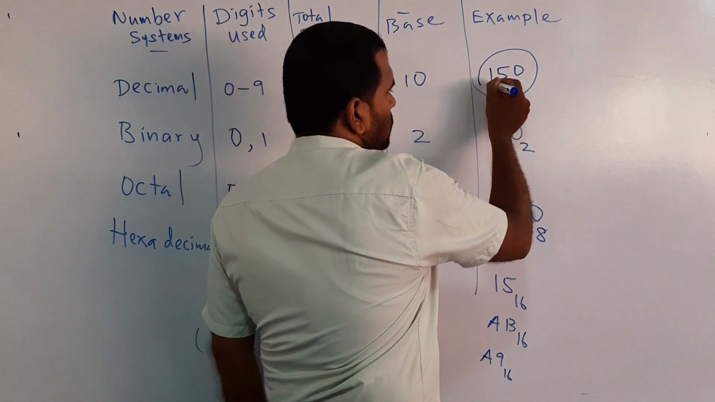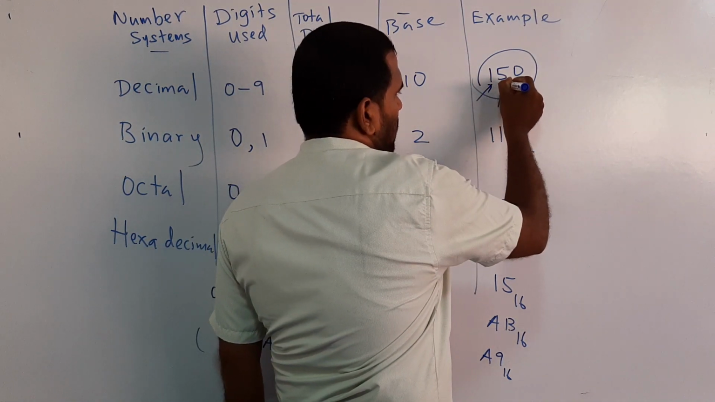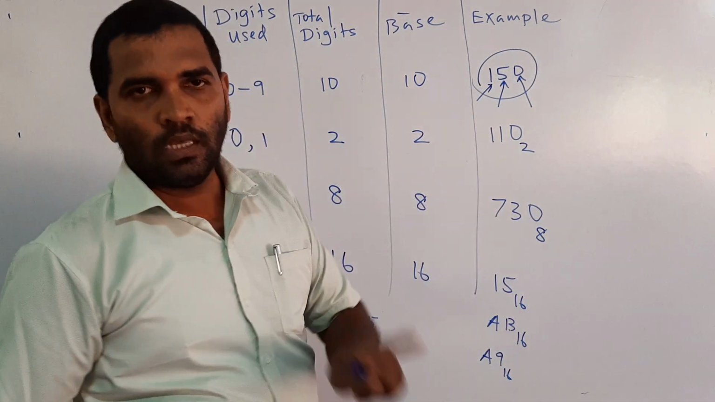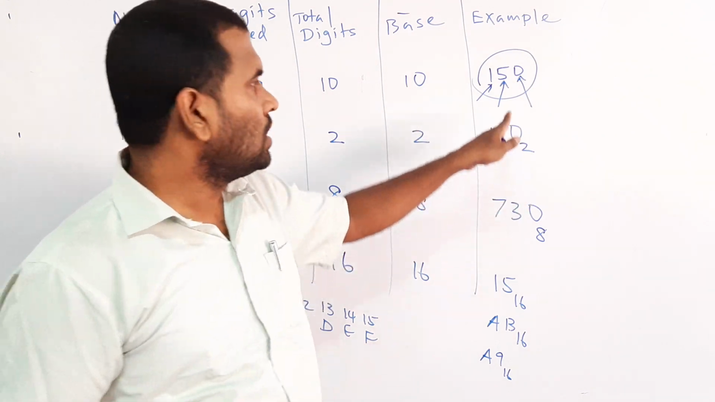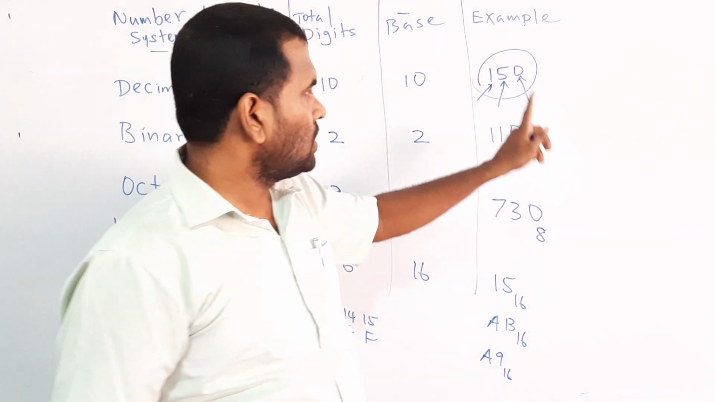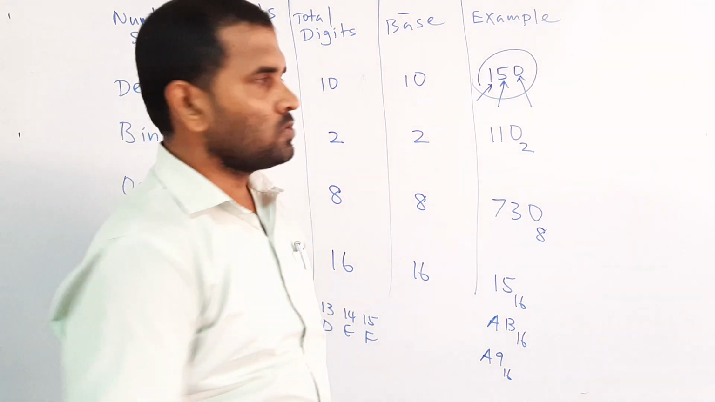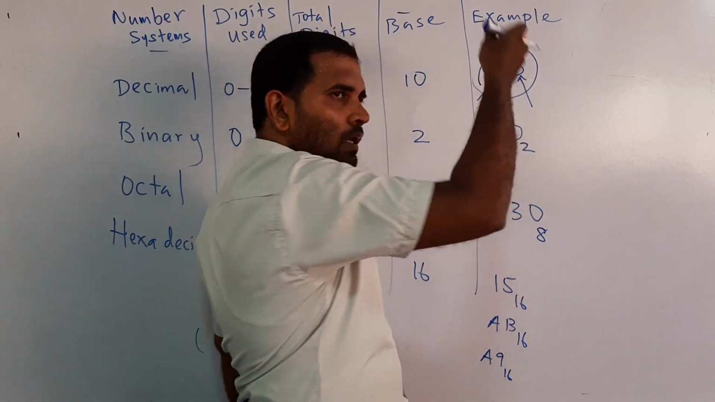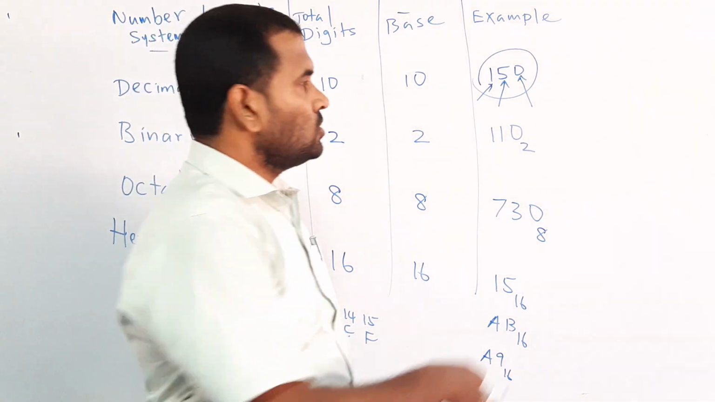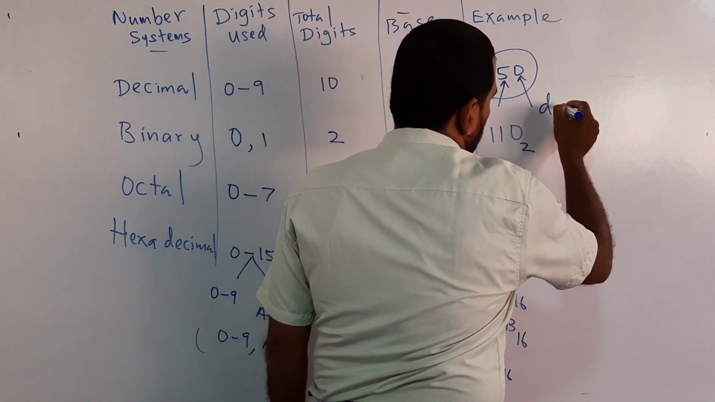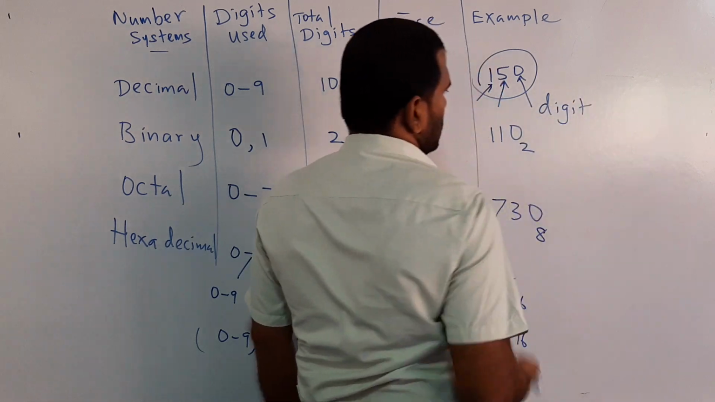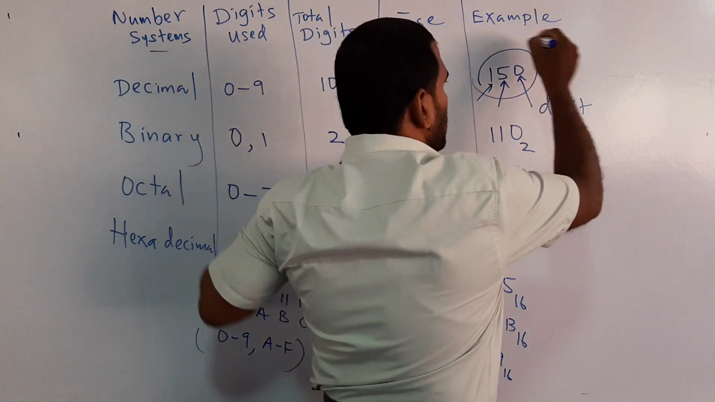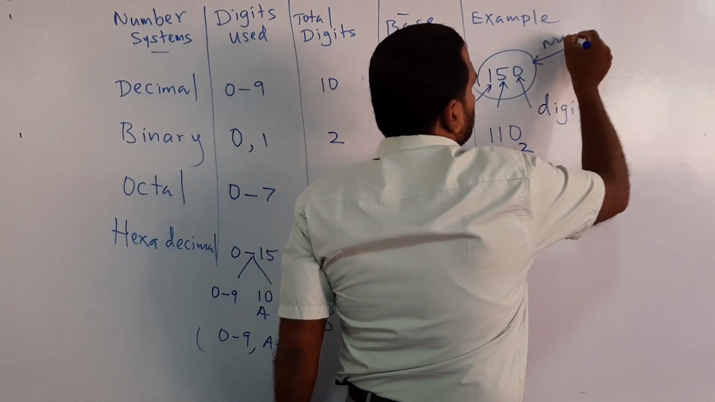In this number you have 150. 1 is a digit in 150. 5 also one of the digits. 0 also one of the digits. So 150 is a number, but every character which we write there should be called a digit. Not only 0, 5 also digit, 1 also digit. But 150 should be a number.